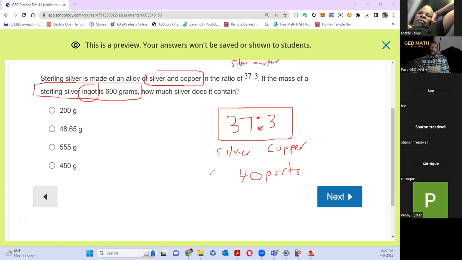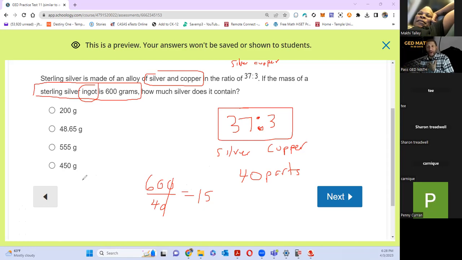So now if I know I got 40 parts, over 600, I'm going to divide, because I need to know how much each part is. So 600 divided by 40 is what? Anybody know? What the heck? They gave me... Oh, wait a minute. It is 15.